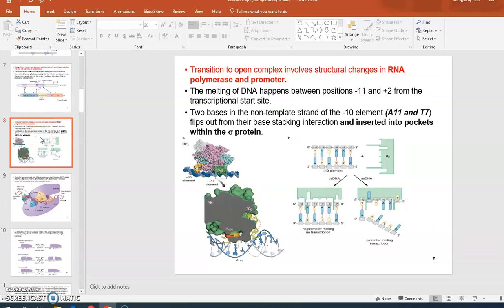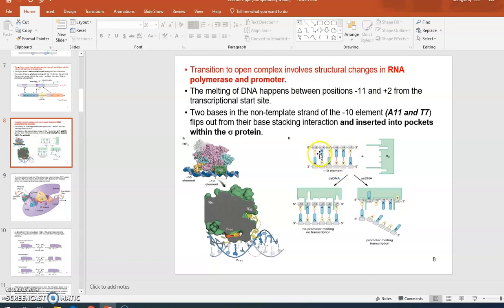Once sigma factor binds, of course, the RNA polymerase starts working with the promoter sequence. This RNA polymerase complex binds with the promoter sequence as well. The melting of DNA happens especially between the minus 11 and plus 2 region. Melting means the hydrogen bonds between the two DNA strands are broken. So DNA is unzipping.